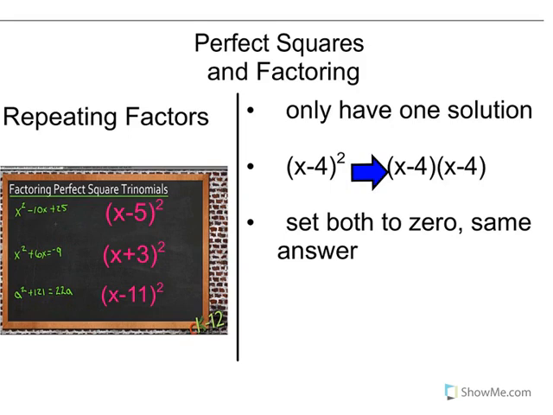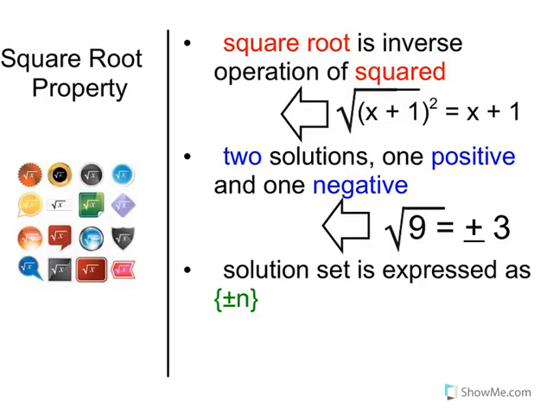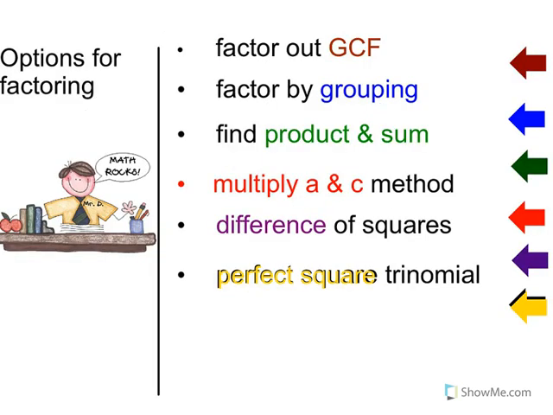When we have repeating factors, there's only going to be one solution because the binomials that you have are the same. So when you set either one of them equal to 0, you're going to end up with the same answer. When we're dealing with perfect squares equations, a property that comes in handy is the square root property. Remember that the square root is the inverse of a squared, and when we take the square root of a number, there are two roots, one that is positive and one that is negative, such as the square root of 9, which has a solution of positive and negative 3. When we're writing our solution set, it's going to be expressed as plus or minus a number within the braces.